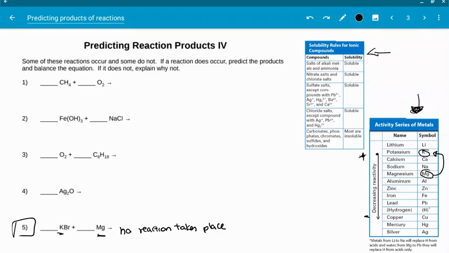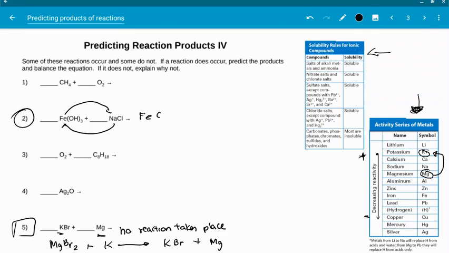If it was backwards, if magnesium is in a compound with bromide, for instance, and would be replaced by potassium, then the reaction would take place because potassium is on top of magnesium in the activity series, and there would be a reaction where those two would exchange places. But in this particular case of number 5, no reaction takes place. Now, according to the double replacement reaction in number 2, iron and sodium, being the metals, would exchange places, forming iron 3 chloride and sodium hydroxide.